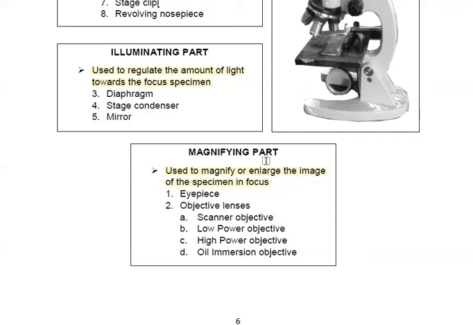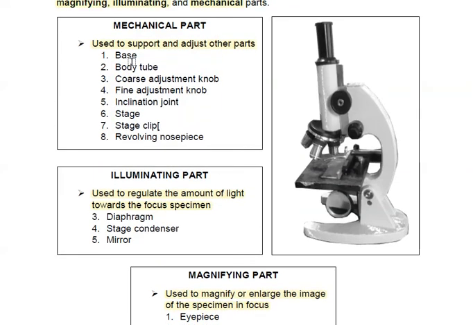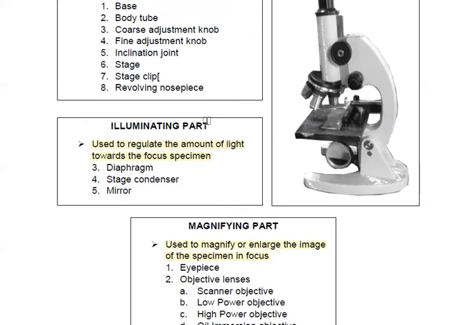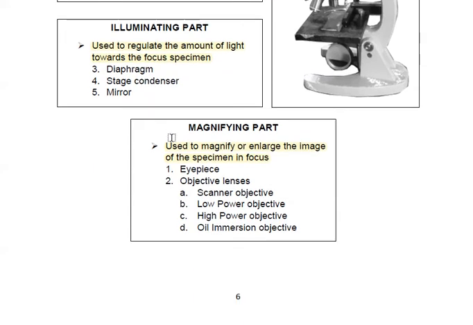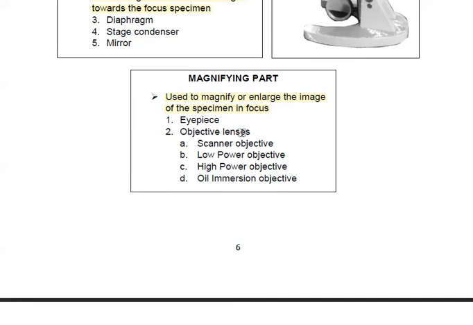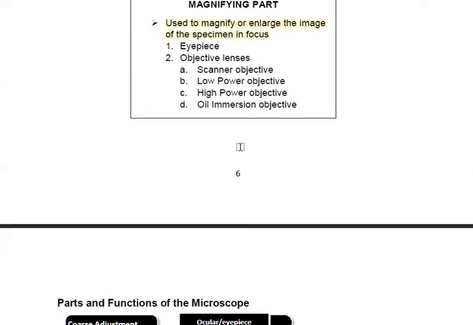Okay. So what are these parts? We will talk about that. Under mechanical parts, you have the base, body tube, coarse adjustment knob, fine adjustment knob, inclination joint, stage clip, and revolving nose piece. The illuminating part has the diaphragm, stage condenser, and mirror. The magnifying part has the eyepiece and objective lenses. You have 4 types of objective: scanner objective, low power, high power, and oil immersion objective.